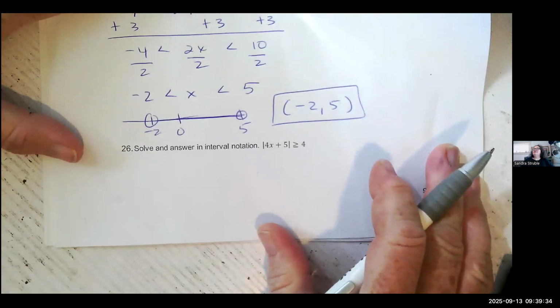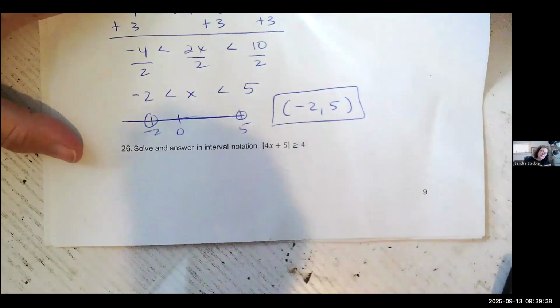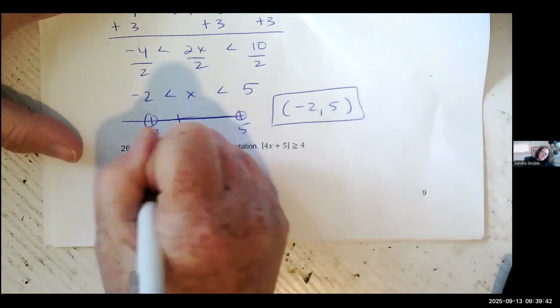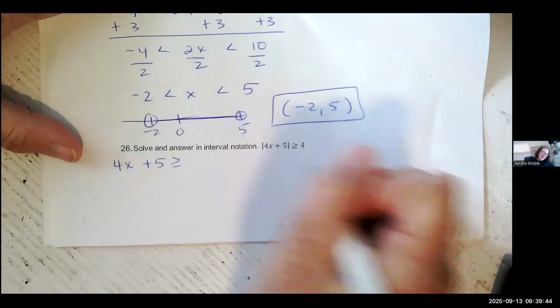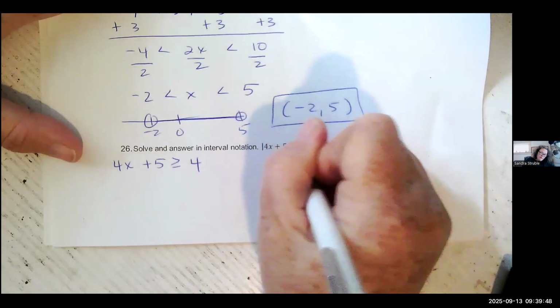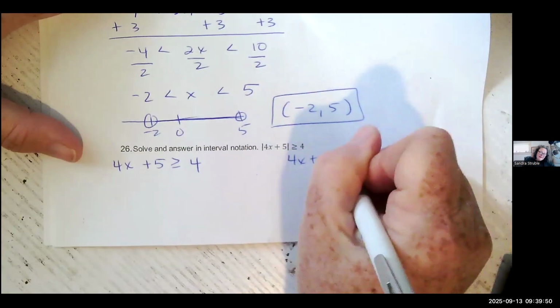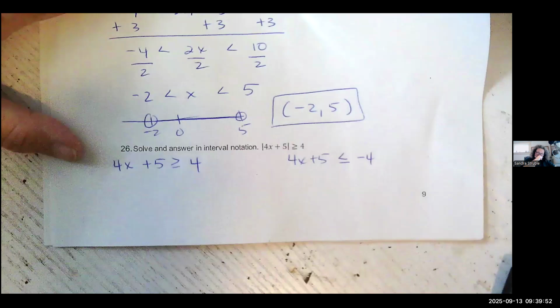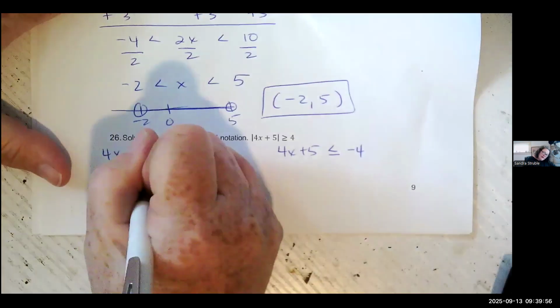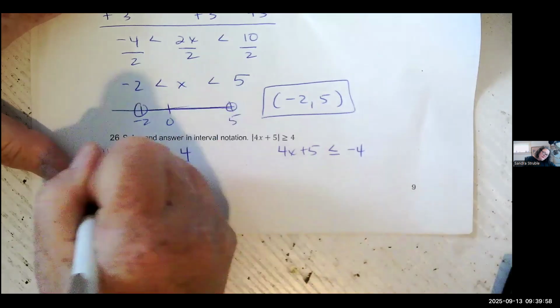Absolute value of 4x plus 5 greater than or equal to 4. When you have an absolute value greater than, you set it up the same way every time. 4x plus 5 greater than or equal to 4, exactly as it's written there. And then the next one you're going to write as 4x plus 5 is less than or equal to negative 4. Okay, these are going to be going away from each other. We're going to be subtracting 5 from both sides.